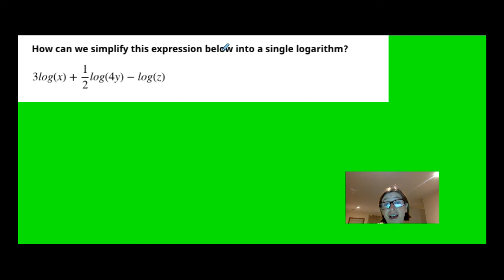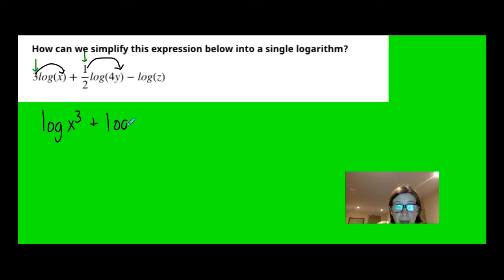Okay, so how can we simplify the expression into a single log? We've got to use all those rules together. So you want to work backwards. So the first thing I notice is this 3 and this 1/2. So I'm going to bring those back to where they started, which would be as exponents to the log expression. So we could write that as log base x cubed plus log base 4y to the 1/2 power minus log z.